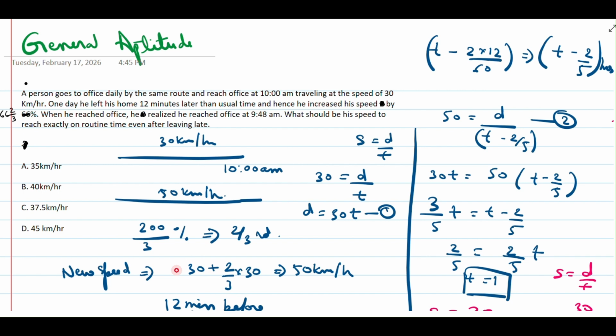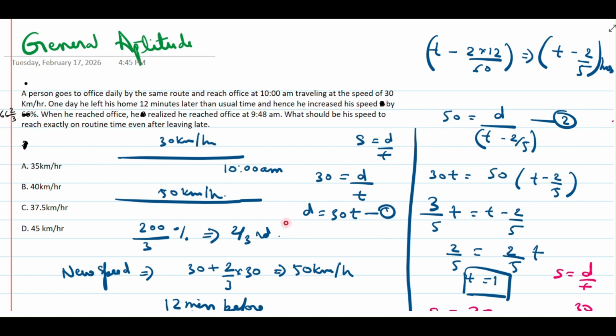Okay, so 30, then we take two-thirds of 30. We are calculating the new speed which is given here. The speed has been increased by two-thirds, so the total speed is 50 kilometers per hour for the second trip. Then when he reached the office, he realized he was 12 minutes early. What should his speed be to reach exactly at the usual time even after leaving late?